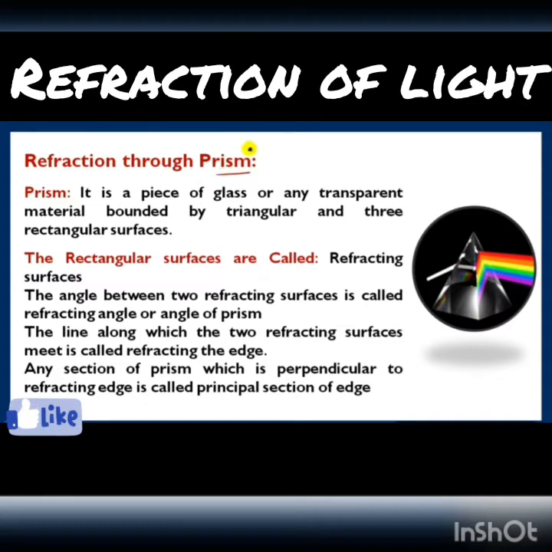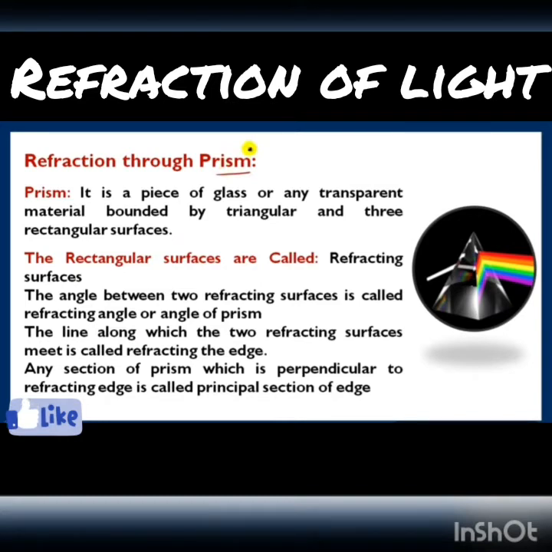Refraction through prism. What is a prism? A prism is a piece of glass or any transparent material bounded by triangular or three rectangular surfaces. Towards the right, you can see the diagram of a prism.